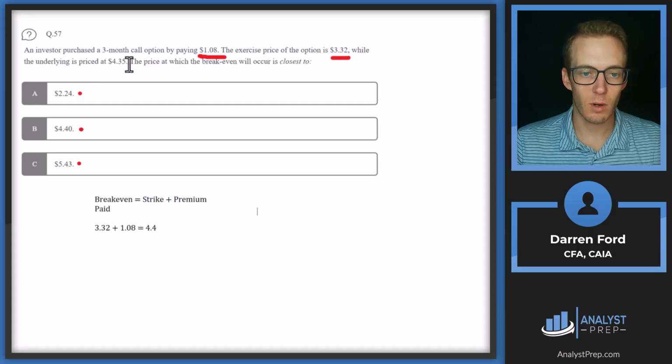So we can see even though we're very well in the money here, at 4.35, that hefty premium that we paid is still keeping us from technically making a profit at this point.